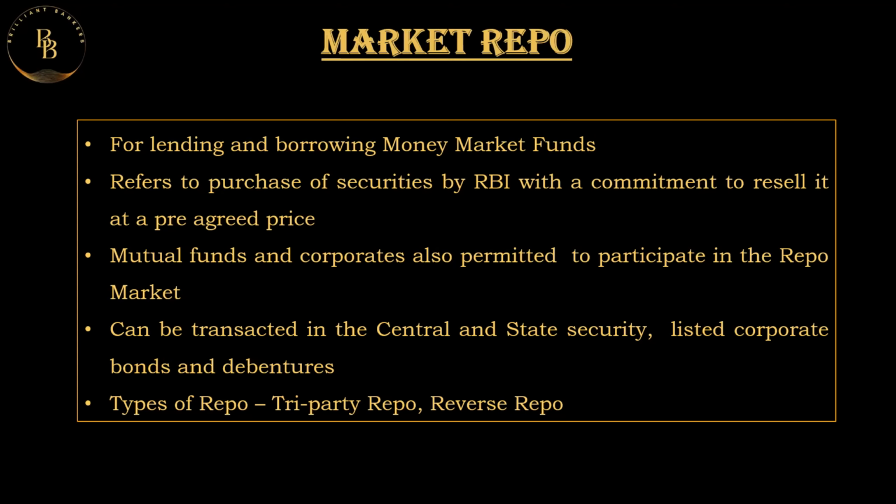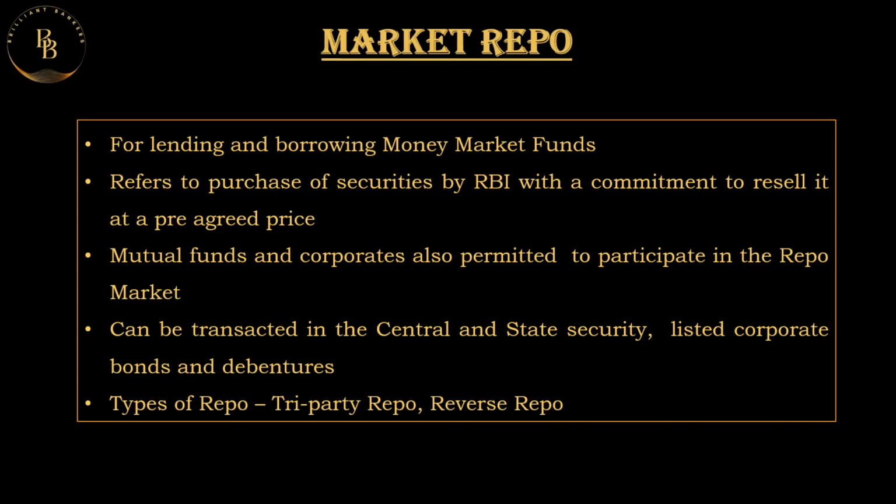A tri-party repo and a reverse repo. So what is a tri-party repo? It involves a tri-party agent, a third party, to facilitate the transaction and manage the collateral. What is a reverse repo? The lender initiates the transaction, selling securities to the borrower with an agreement to repurchase them.